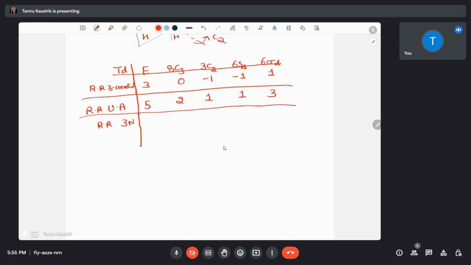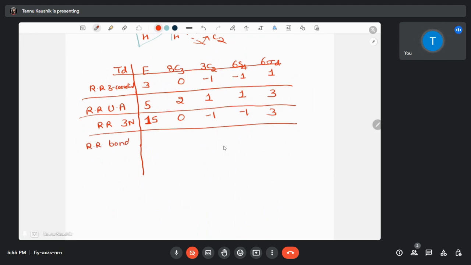So reducible representation for 3n will be multiplication of these two reducible representations, which is 15, 0, -1, -1, and 3.